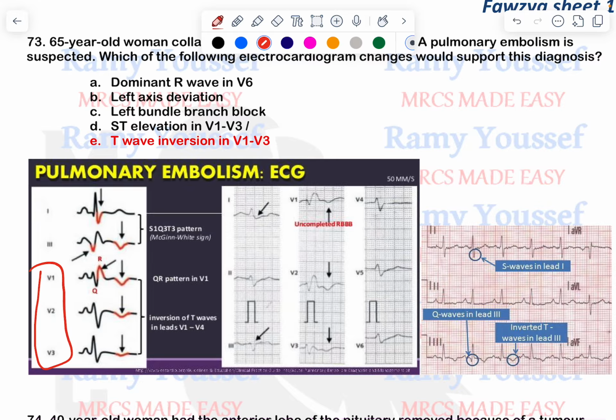S1 Q3 T3 pattern, and a QR pattern in V1. Inversion of T in V1 to V3. This is important: the S wave in lead 1.